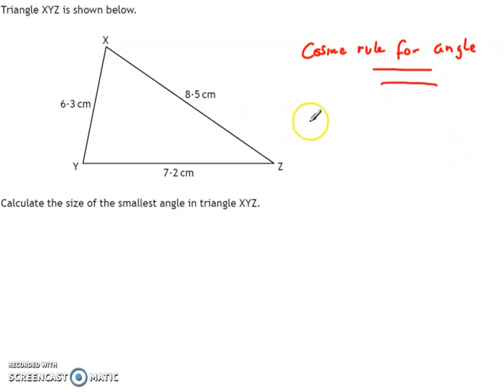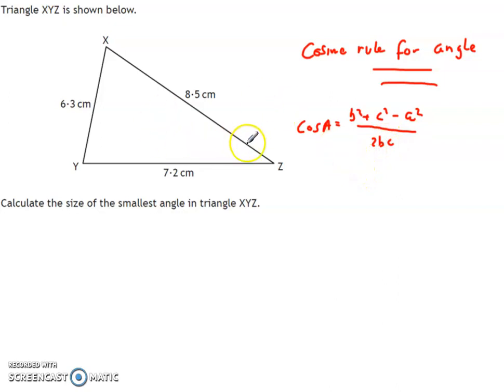Now when that's the case, we know that that's given by cos A is equal to b squared plus c squared minus a squared over 2bc. Now the a, the b and the c all represent sides in the triangle. The cos A is the angle we're after, the little a is the side opposite it, and the b and the c are given by the other two sides.